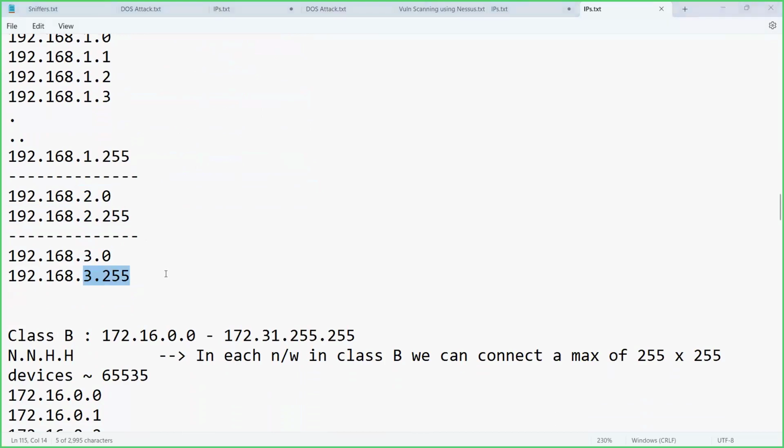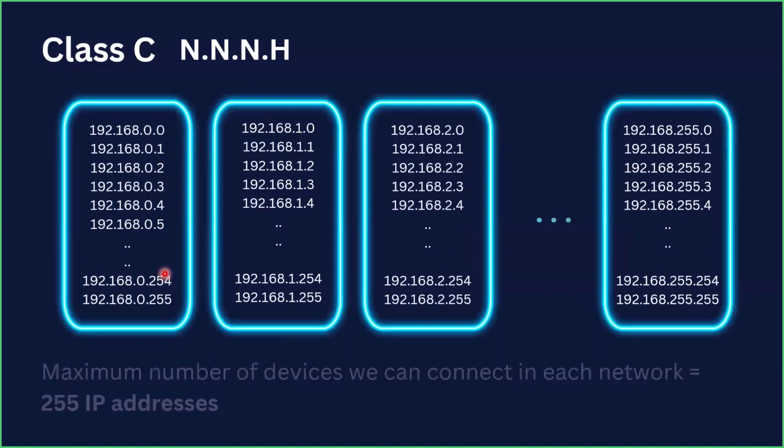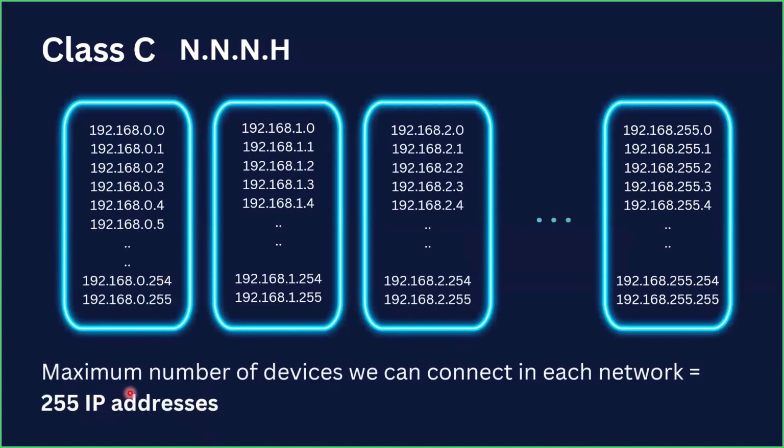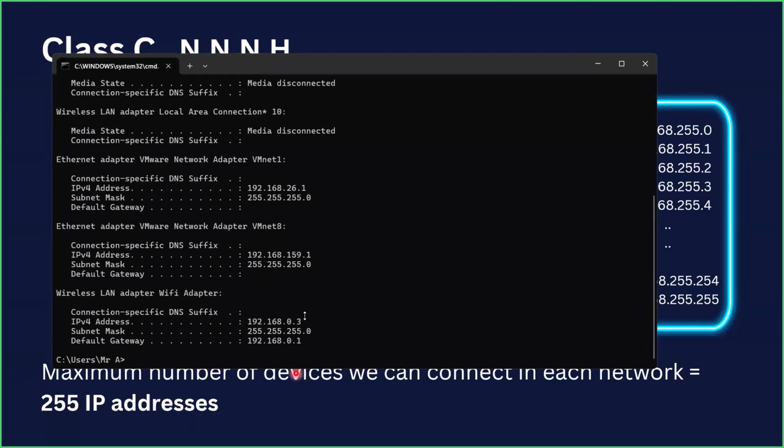Okay. So as such, in each class C network, we can connect a maximum of only 255 devices, not more than that. So in my home network, I don't have a requirement of connecting more than 255 devices. I hardly have 5 or 6 devices, not more than that. So for that, I can use class C in my home network. And that's why, if you notice, I'm getting the IP here as 192.168.0. something. Okay, that indicates that this is a class C network. And in my network, I can connect a maximum of 255 devices, not more than that. Okay. Is that clear, everyone?